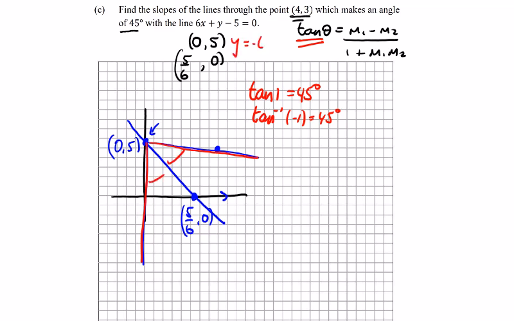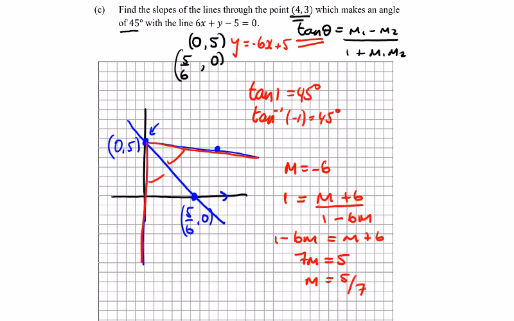Y will be equal to minus 6x plus 5. So we have a slope of minus 6, and we don't know our other slope. So we have two answers here. The tan of theta can be 1. That's going to be equal to the slope we don't know, minus minus 6 over 1 plus the slope we don't know by minus 6, 1 minus 6m. So 1 minus 6m is equal to m plus 6. So 7m is equal to 5. So m is 5 over 7. That's one answer.